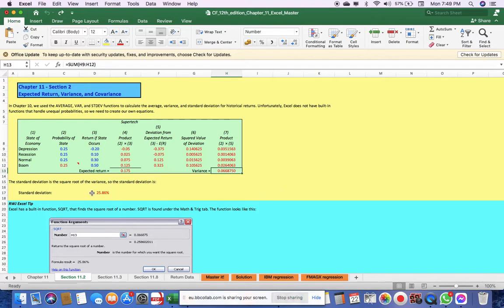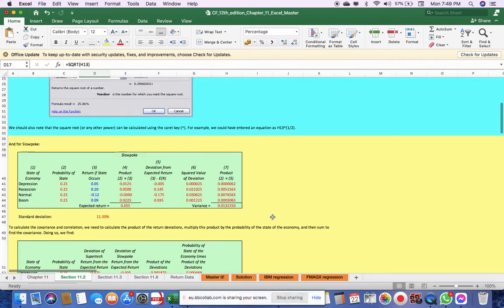Once you calculate the variance, you calculate the standard deviation through the square root. Here there is a function called the square root function, SQRT. Use this function and calculate the square root of this variance to get the standard deviation. You got it.